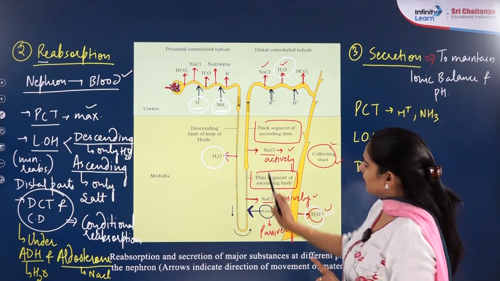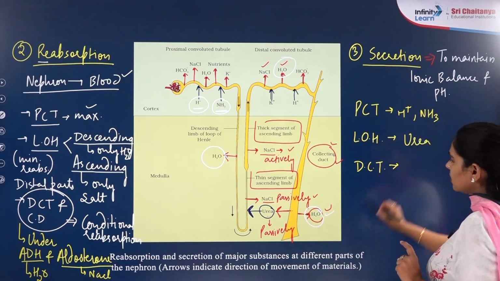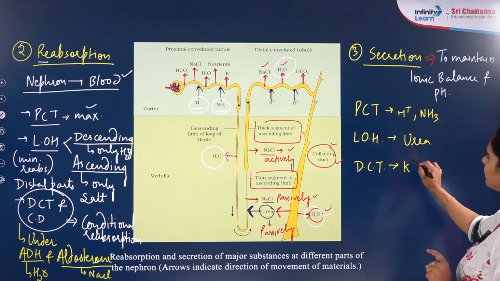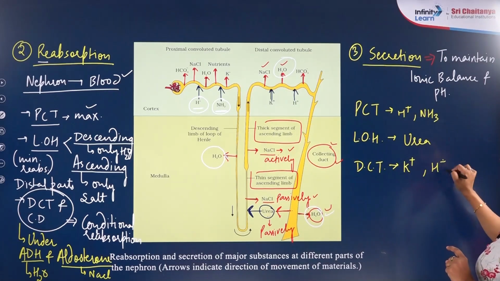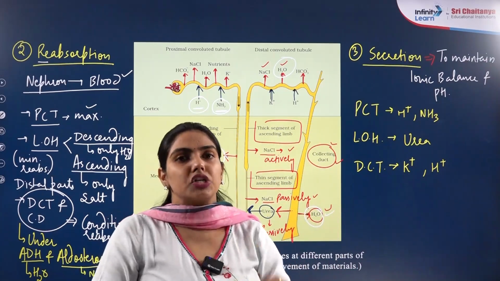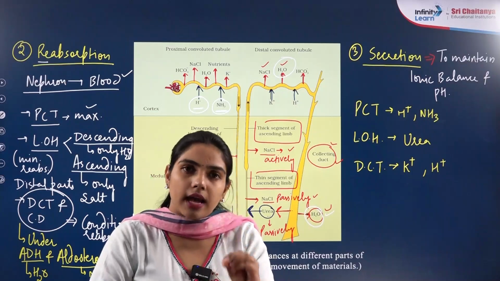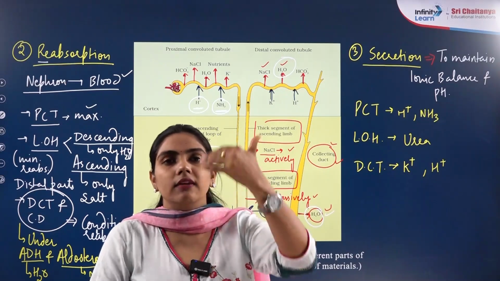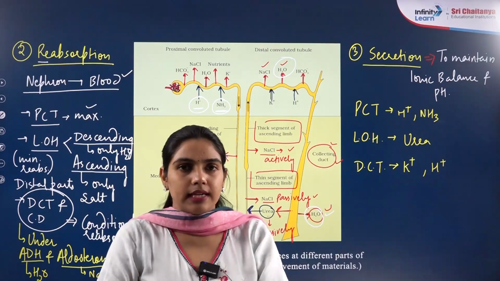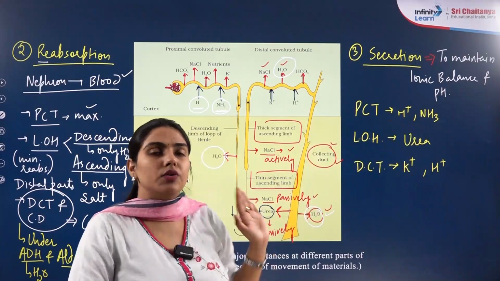In the PCT you can see H plus ions are being secreted and ammonia is being secreted. Then into the loop of Henle you can see urea is being secreted. Yes, urea. And then in the DCT, potassium ions are being secreted and again hydrogen ions are being secreted. Right? So, depending upon the ionic concentration in the blood, whether it is potassium ion, ammonium ion, or hydrogen ion, they will be secreted into the nephron.